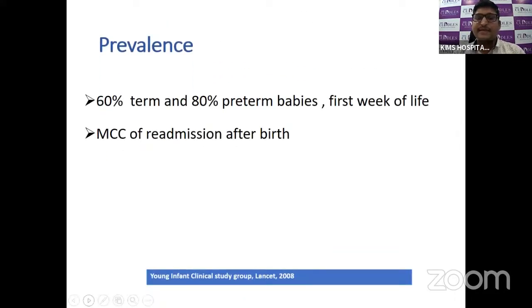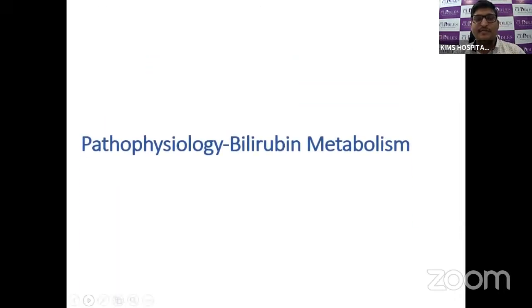So let's come to the prevalence. Approximately 60% to 80% of babies all over the world are affected. It is more common in preterm babies, approximately 80%, when compared to term. It is the most common cause of readmission after birth and discharge. So it is one of the most prevalent problems that everyone should be thorough with.